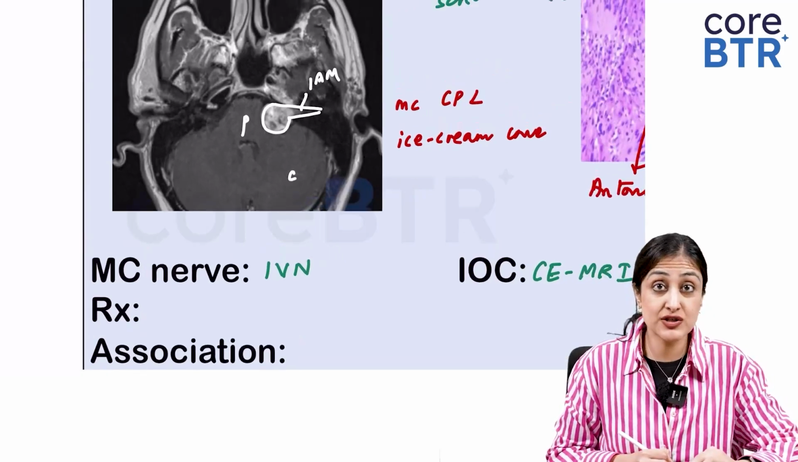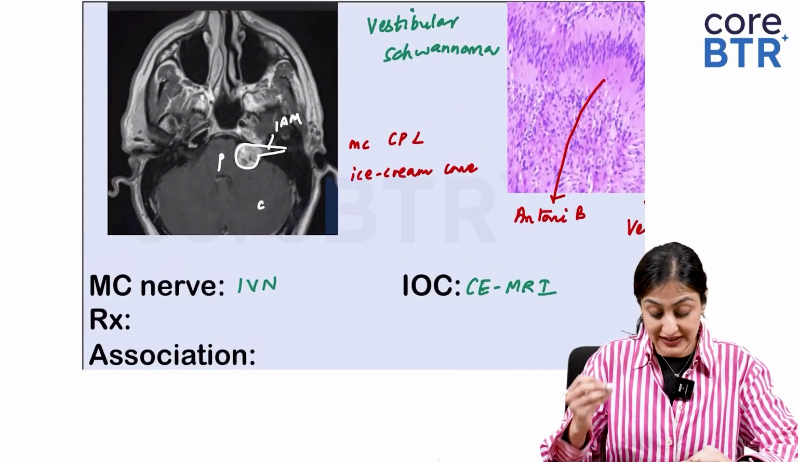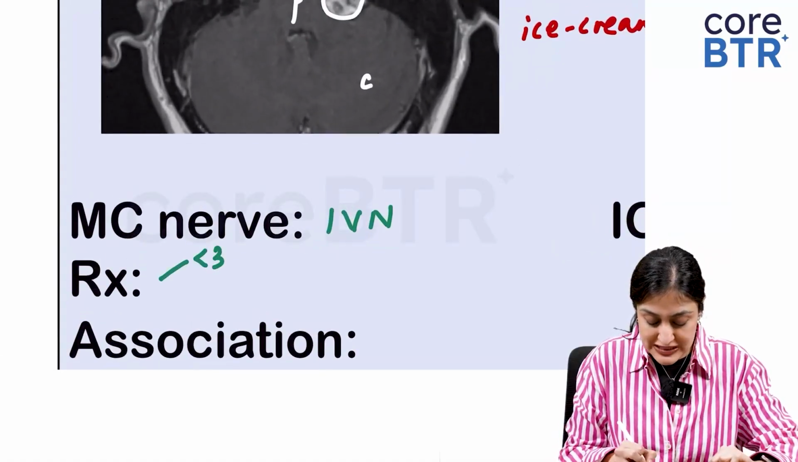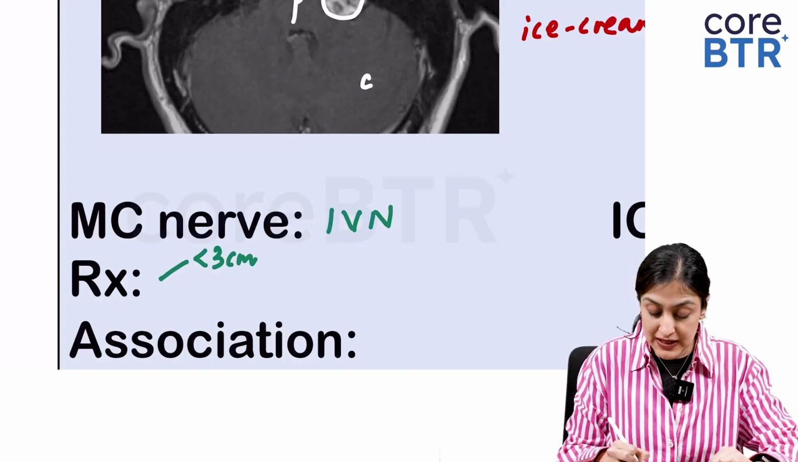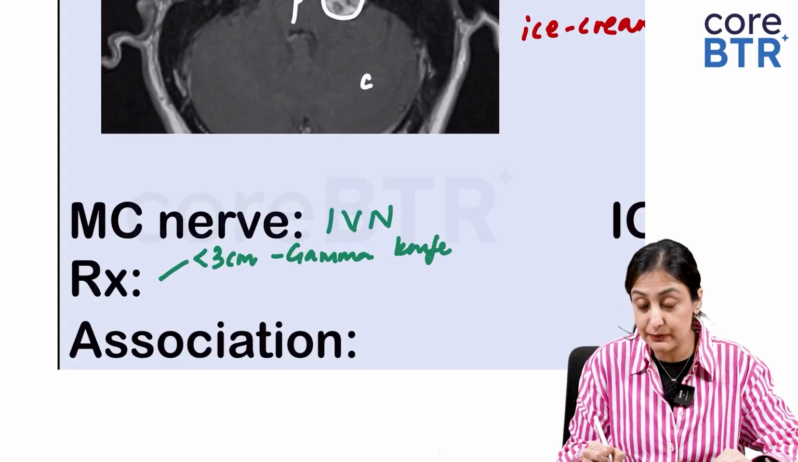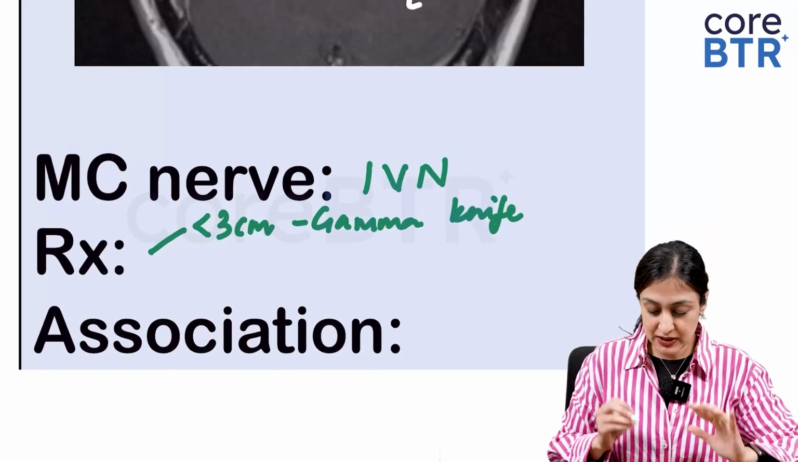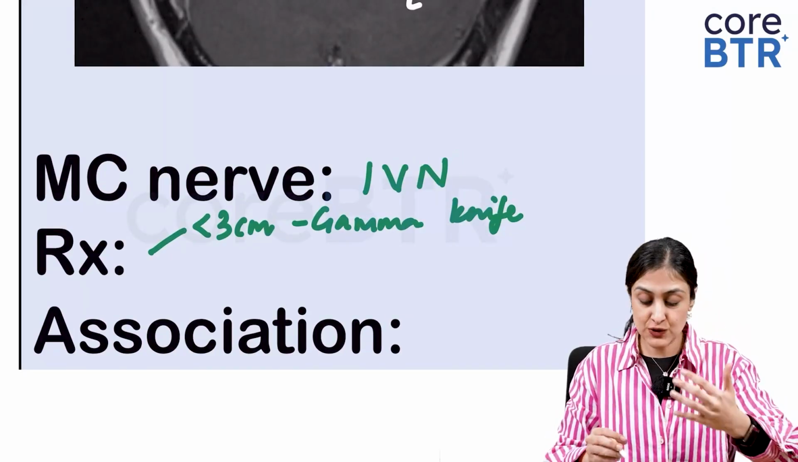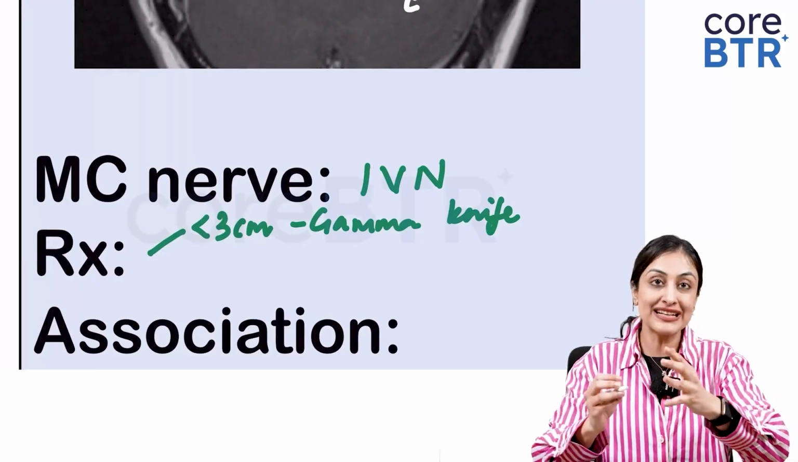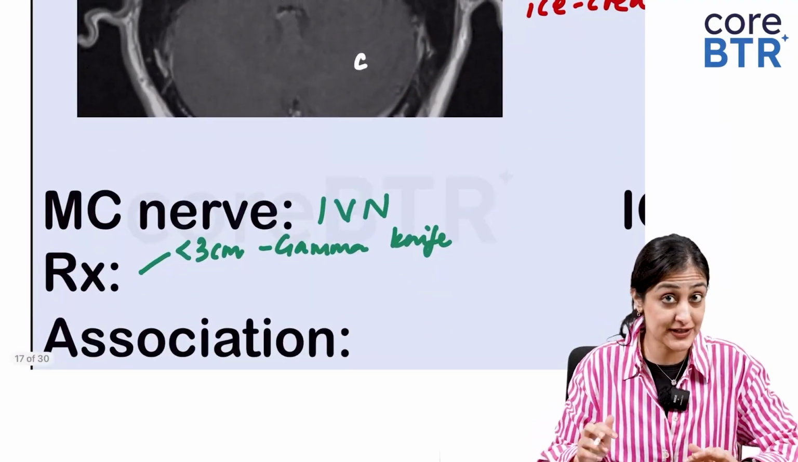So this is the inferior vestibular nerve out of the vestibulocochlear that gets affected. How do we treat it? Here you have to look at the size, very important. If it is less than 3 centimeters, then we can try gamma knife. This is now becoming the first line preferred treatment option. Gamma knife is the first line treatment, all right? You will give focused radiation to the tumor.